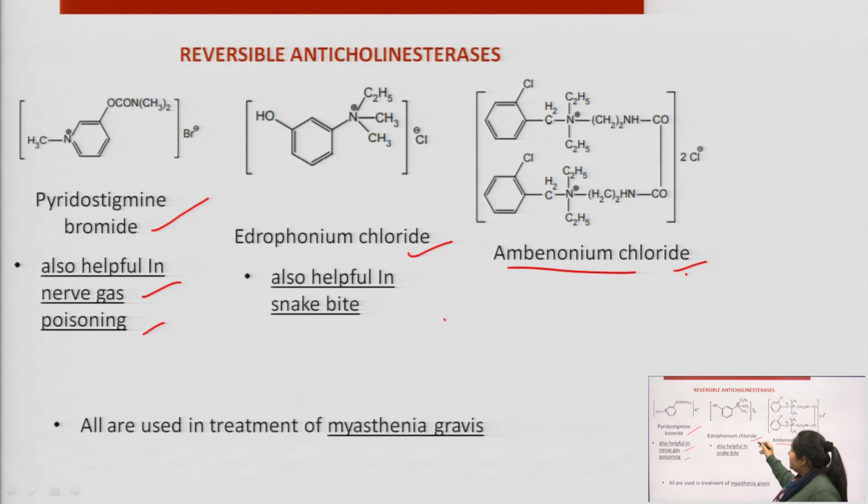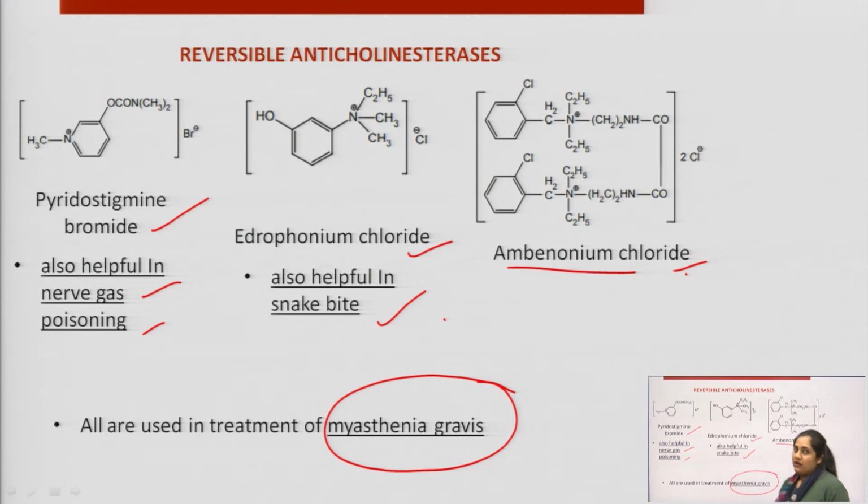Further, edrophonium chloride is also used in the treatment of snake bite. In the case of snake bite, ophthalmoplegia will happen, which is a very painful condition for the eye. So, in that case, this drug really helps, and all these drugs are used in the treatment of myasthenia gravis.